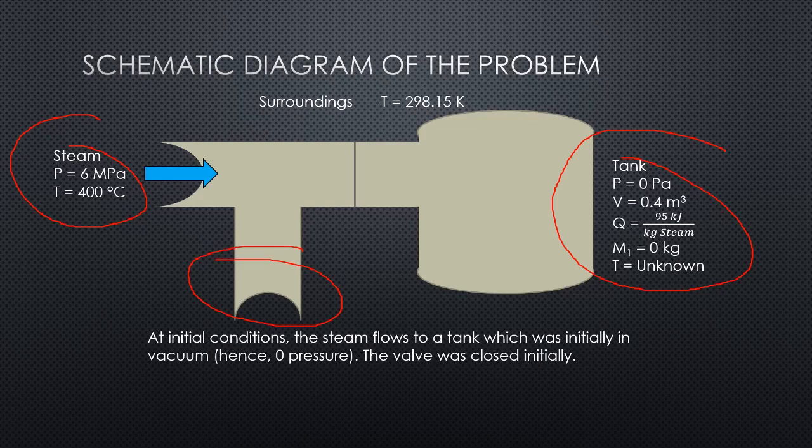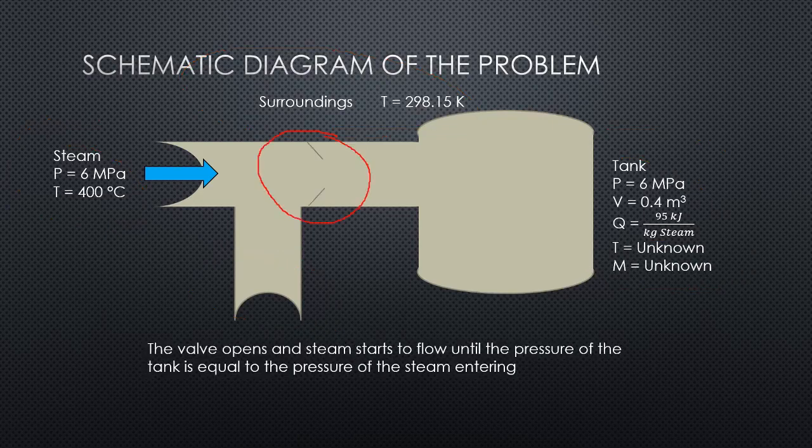Initially, the mass inside the tank is 0 kilogram. The temperature of the surrounding is given at 298.15 Kelvin. The valve opens and the steam starts to flow into the tank until the pressure of the tank is equal to the steam, which is 6 megapascal.